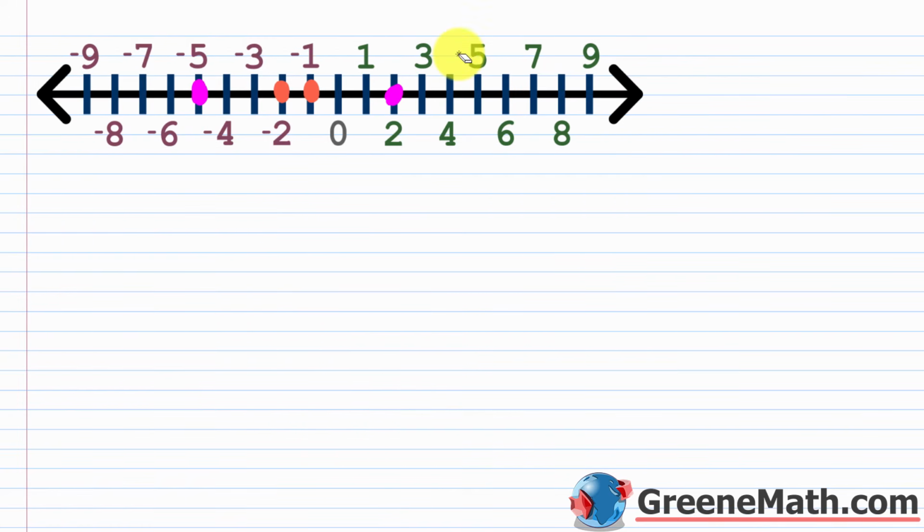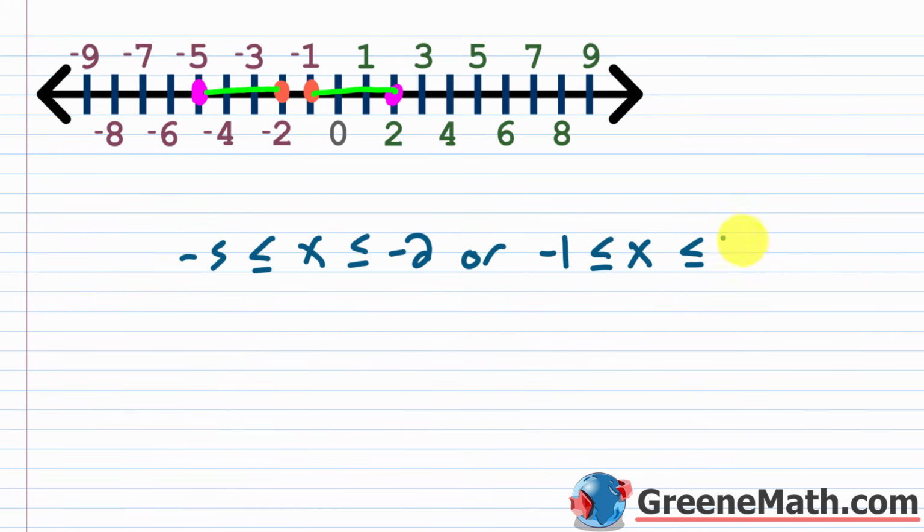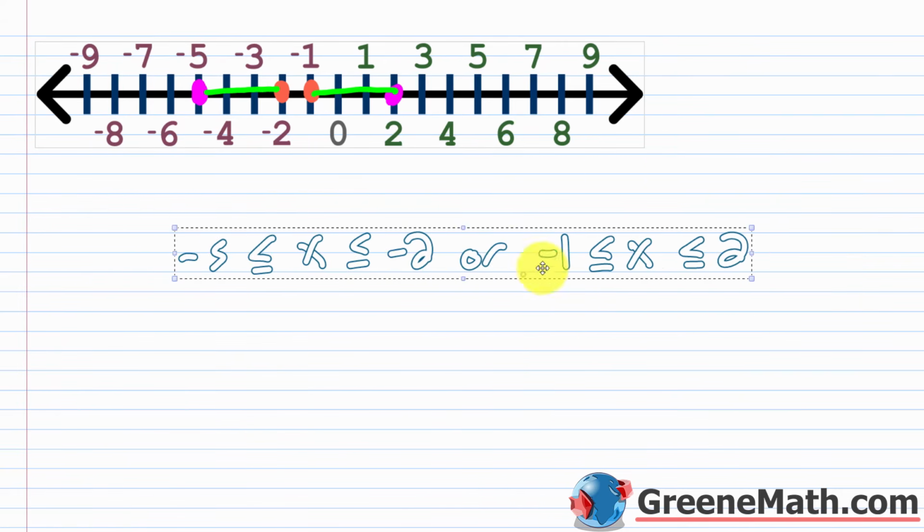So let me get rid of this. And so I'm just going to shade between negative 5 and negative 2, and between negative 1 and positive 2. So our solution, if you wanted to write it, you would say x is greater than or equal to negative 5 and less than or equal to negative 2. Then you would say, or this would also work if x was greater than or equal to negative 1 and less than or equal to 2. Okay, so this would be our full solution here.